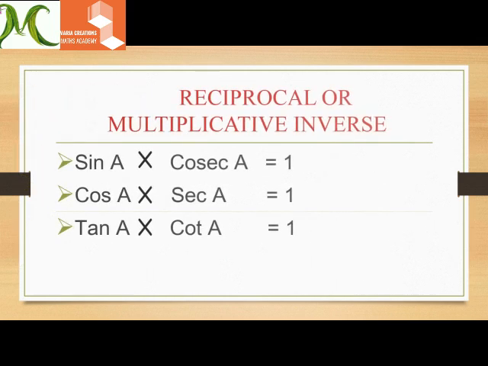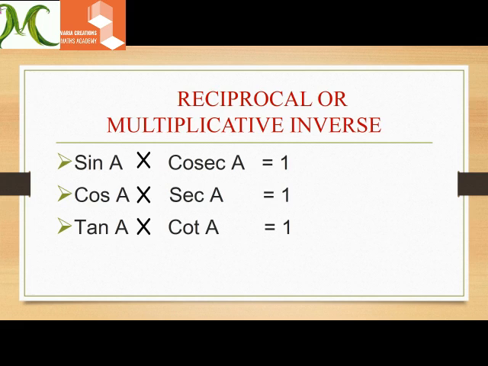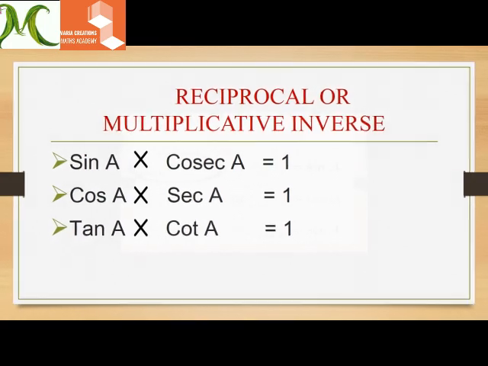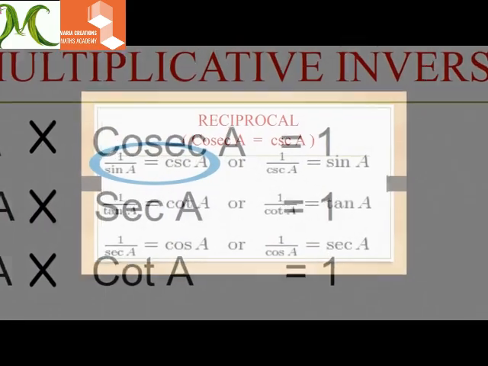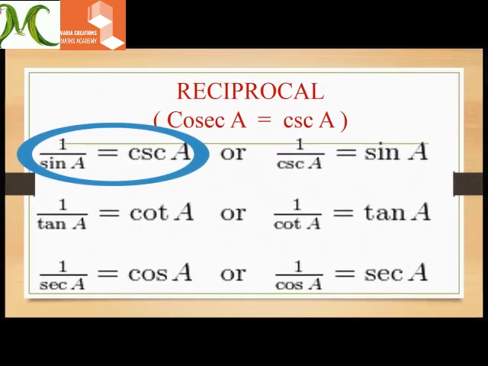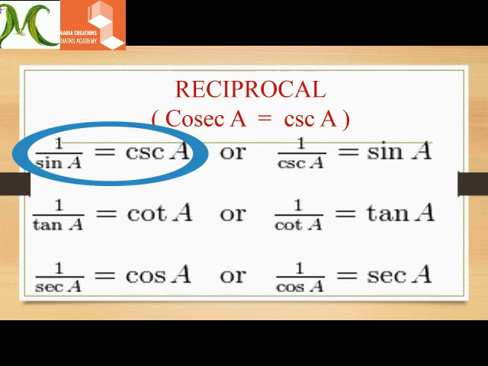Hence, the multiplicative inverse of sin A is cosecant A, and the multiplicative inverse of cos A is secant A. The multiplicative inverse of tan A is cot A. Hence, sin A into cosecant A is equal to 1. Cos A into secant A is equal to 1. Tan A into cot A is equal to 1.